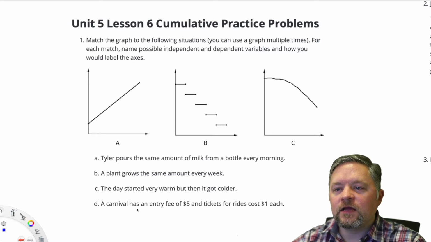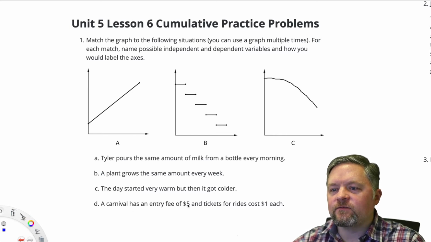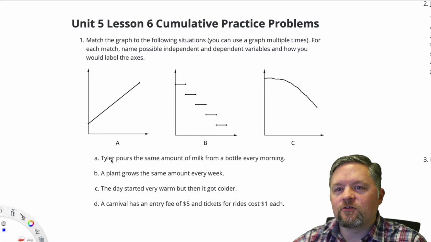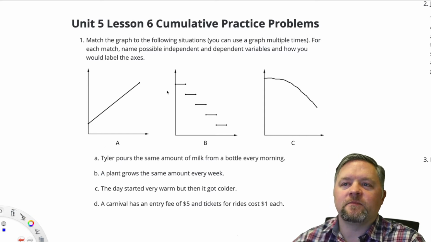A carnival has an entry fee of $5, and tickets for rides cost $1 each. So, starting at $5, I would guess we are graphing how many rides you went on and how much money you spent. Start at spending $5 for 0 rides to get in, and going up by $1 per ride. So D, I'm going to say, goes with A. Number of rides is independent. The amount of money you spent is dependent. Starts at 5 and goes up by $1 a ride.